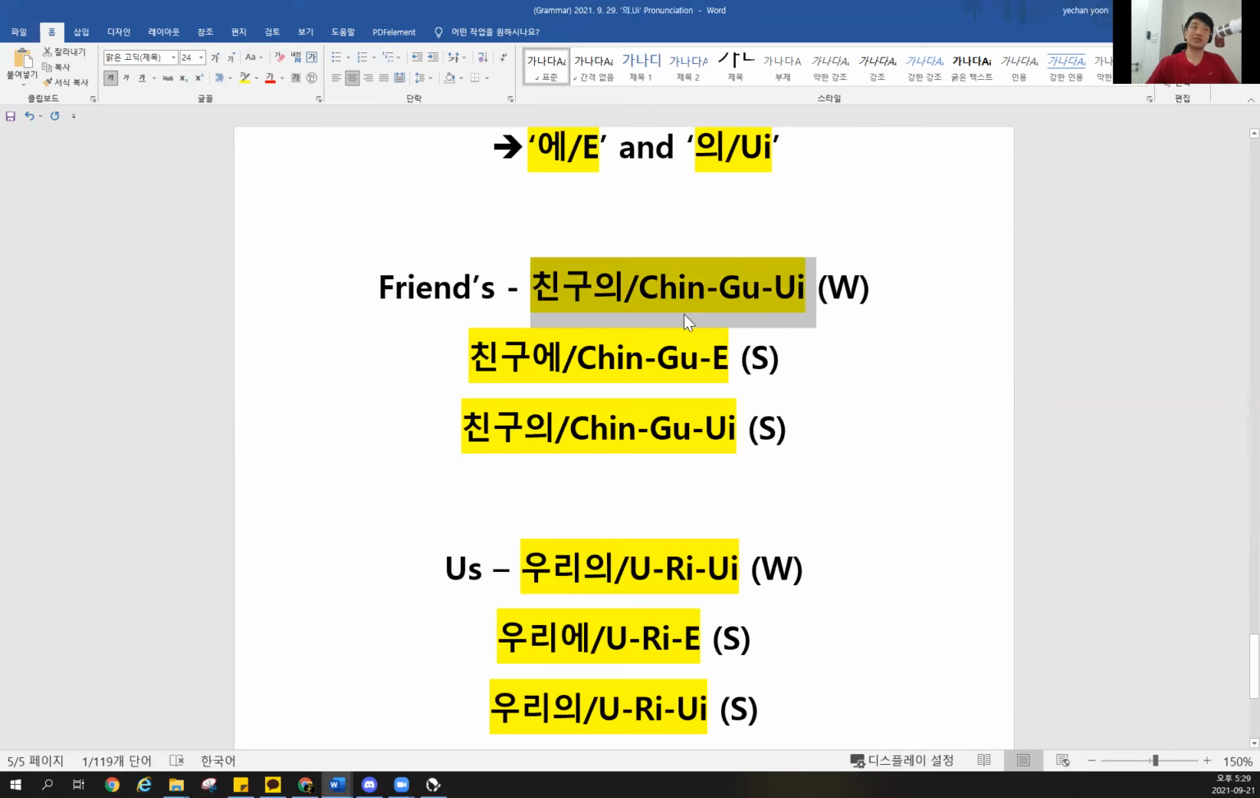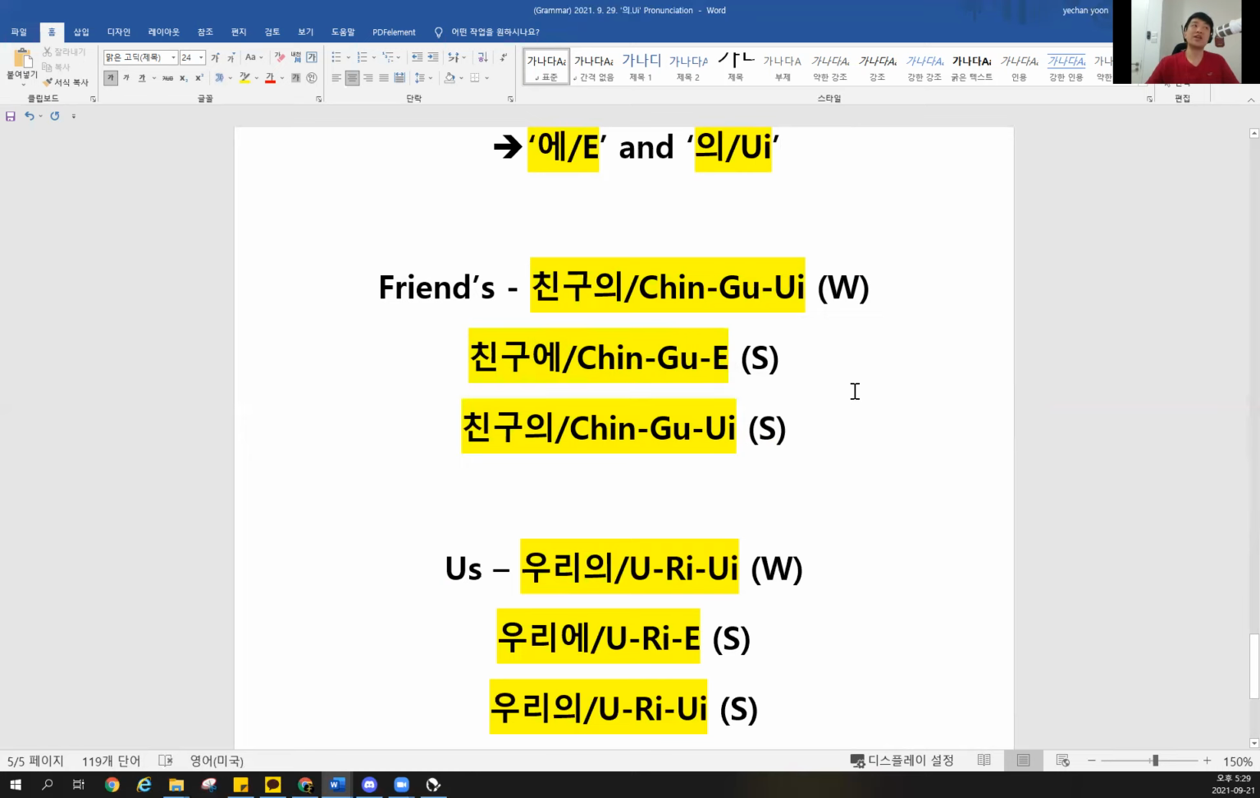친구의. So this is how you can write it down. But for the pronunciation, you can use the two of it, which is you can use exactly the same, like 친구의, or you can also say 친구의. Okay. All right. Next one.